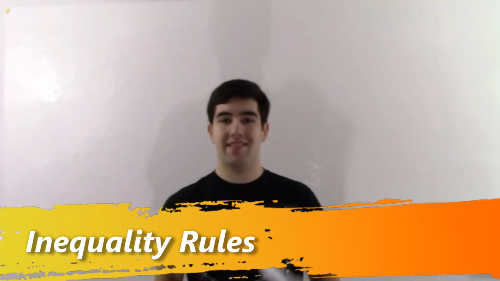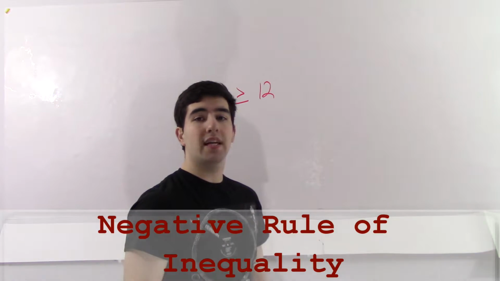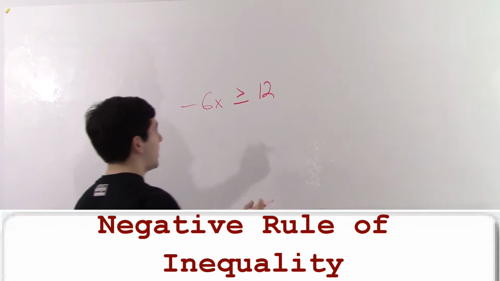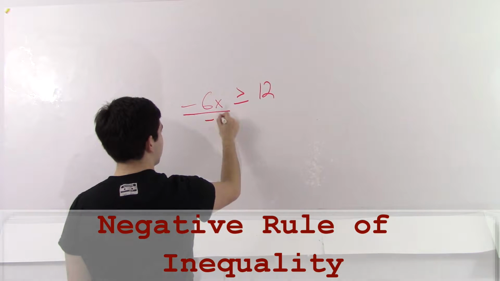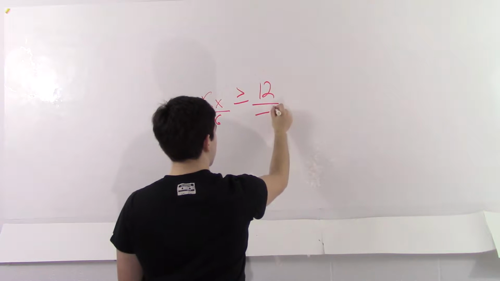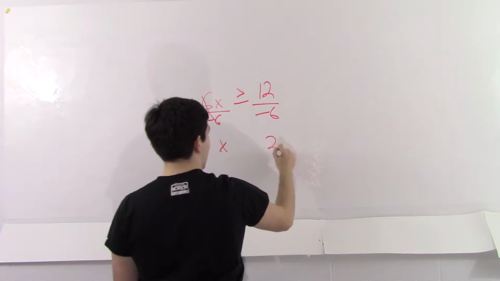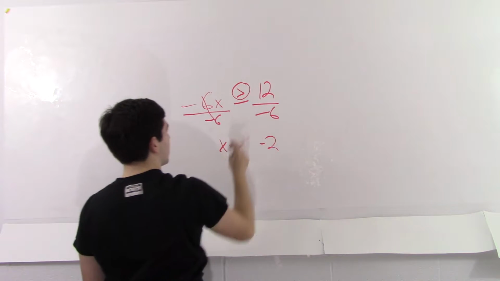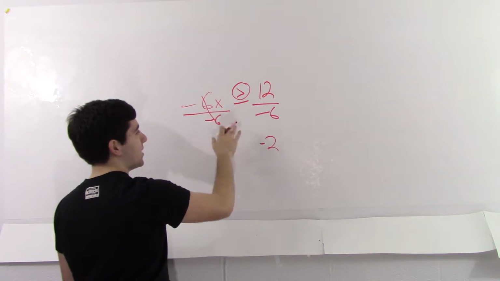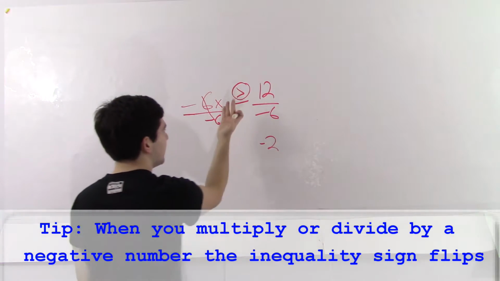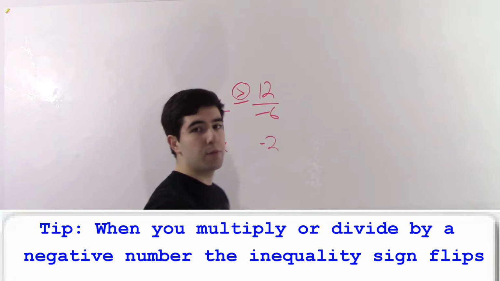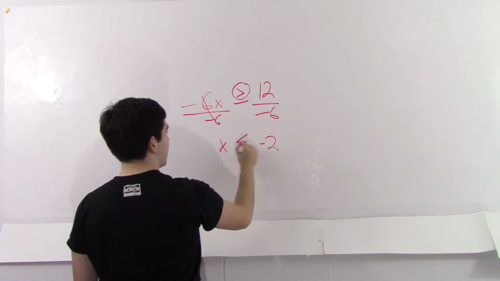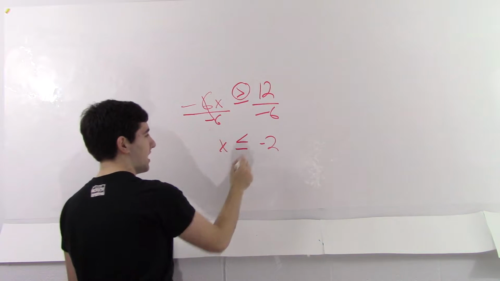First, we're going to work on the negative rule. What if you're doing an inequality equation that uses a negative number? The way it works is you solve as if a normal equation. So you would get x and negative 2. However, the rule is that whenever you divide by a negative, you have to flip your sign. So a greater than would become a less than symbol, and a less than would become a greater than symbol. So here we have x is less than or equal to negative 2.